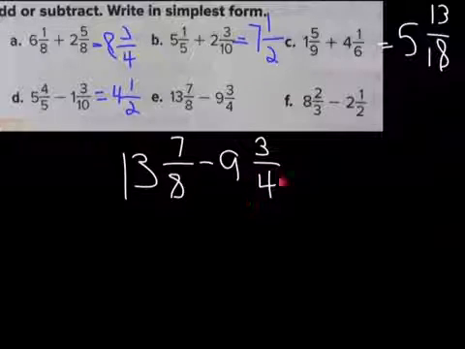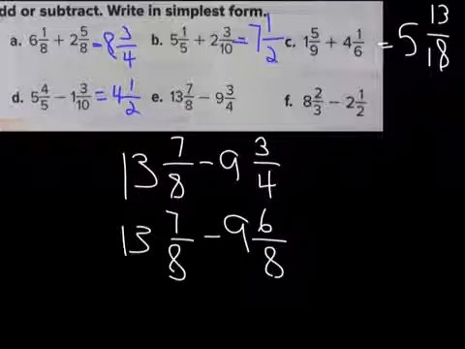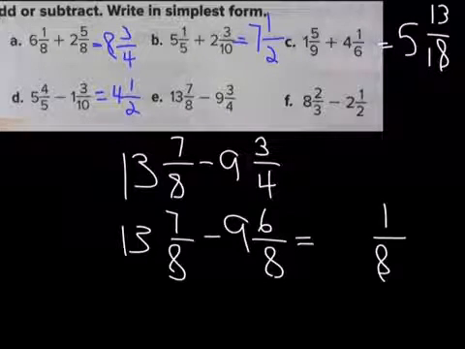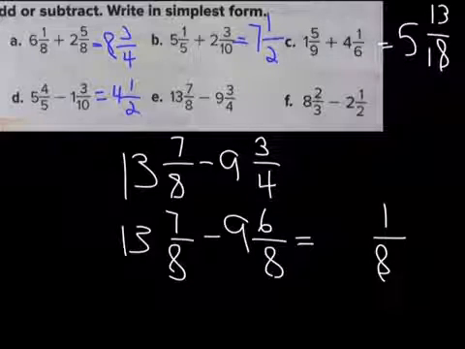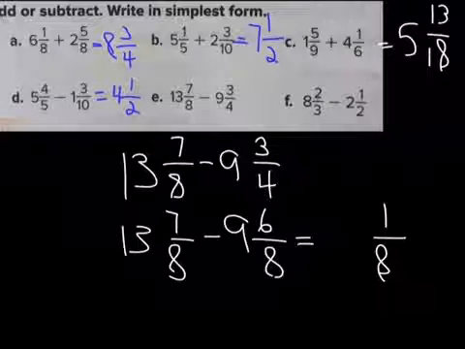So I'm going to double this to 8, I'll double this to 6. Now I can go right ahead and subtract. When I subtract the 7 minus 6, I get 1. I keep my denominator as 8. And now I'm going to take my 13 and subtract the 9. I get 4, right? 13 minus 9 is 4 and 1/8.